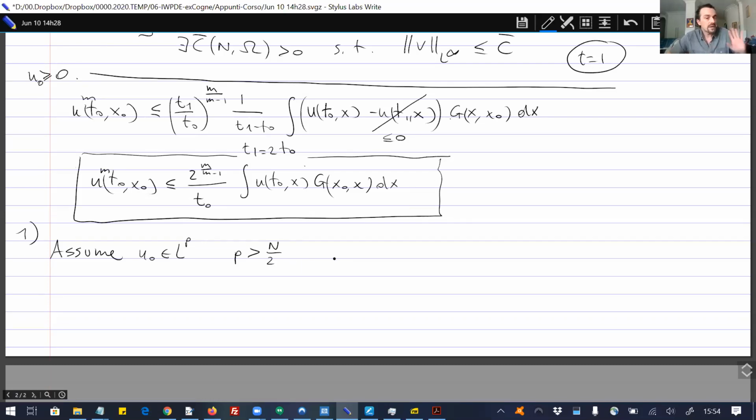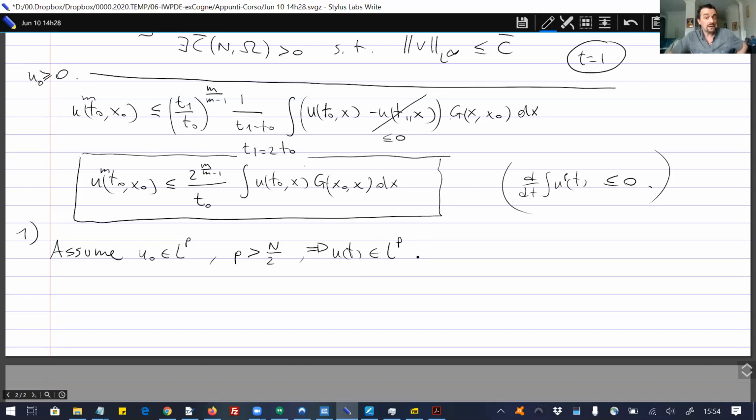Okay, and we will prove that if this is true, then the estimate holds, and then we will remove this hypothesis in step 2. Okay, so we know that in this case also u(t), for all t, belongs to the same L^p. This is L^p stability. It can be done by noticing that this quantity is non-negative, and it is quite easy to show. Exercise for you.